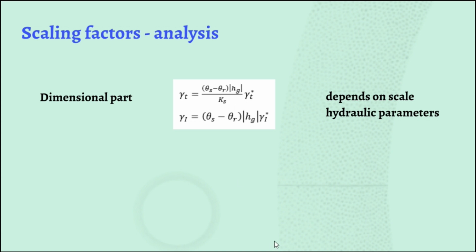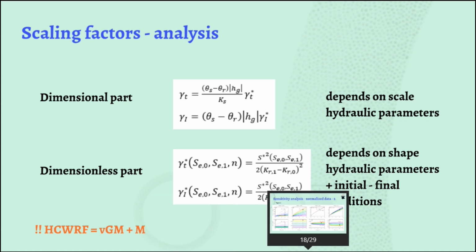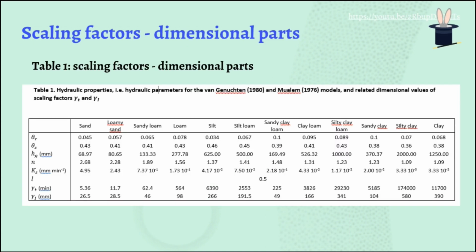The dimensionless part can be expressed as a function of the initial and final saturation degrees and the shape parameter of the hydraulic conductivity function. In our study, we made all the calculations considering the Van Genuchten-Mualem model for the water retention function plus the Mualem capillary hydraulic conductivity model for the unsaturated hydraulic conductivity. And we will try to quantify these variables. So I begin with the dimensional part of scaling factors.